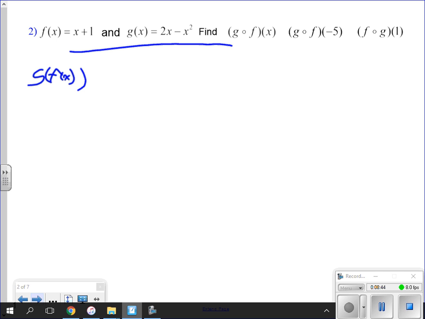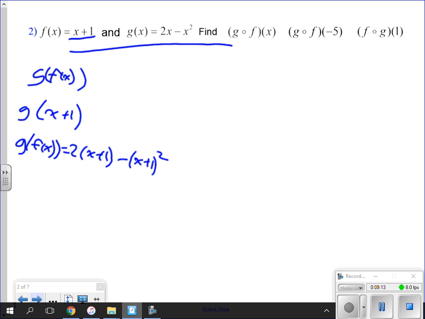What is f? f is x plus 1. So I'm actually taking G of x plus 1, because f of x is x plus 1. Which means wherever I have x in G, I put x plus 1 instead. G is 2x minus x squared. So I have G of f of x is 2 times (x plus 1) minus (x plus 1) squared.